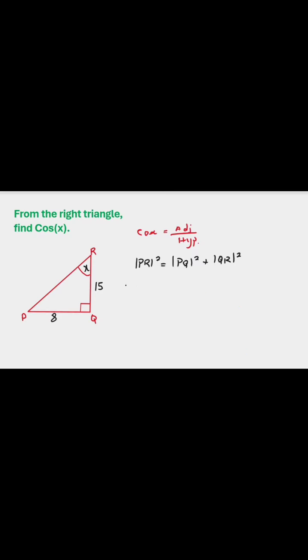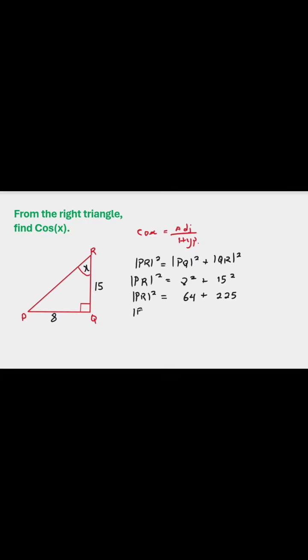Let's move on. So PR is what we are looking for. So we still have PR squared, which is equal to PQ, which has been given to be 8. So that's going to be 8 squared. And QR is 15, so it's going to be 15 squared. So we have PR squared. The square of 8 is going to be 64, and the square of 15 is going to be 225. We are just multiplying 15 by itself.